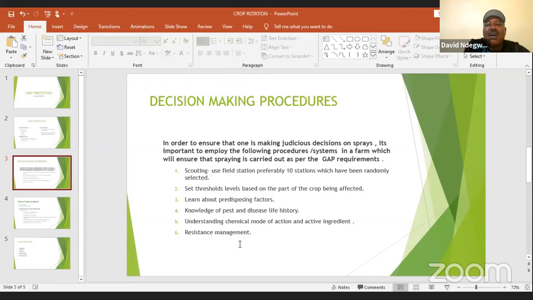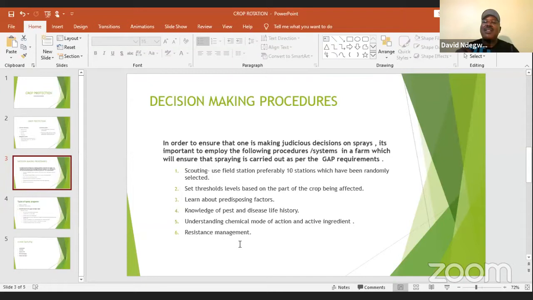Why I'm saying the part is because, like I explained last time, if you're dealing with onions, the commercial part of the onion cannot be damaged by the thrip. The thrips can damage the top part or the flag of the onion, which will end up interfering with photosynthesis, which will affect the production, but they will not harm the bulb itself.